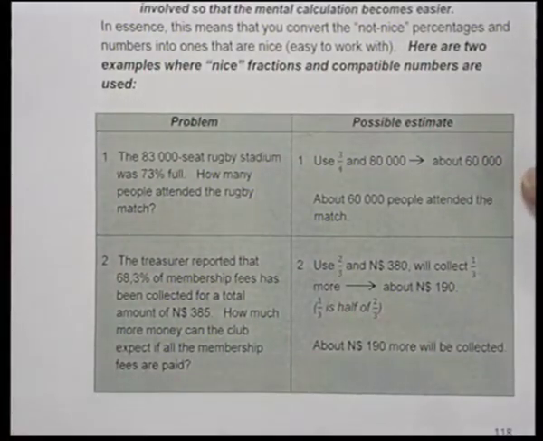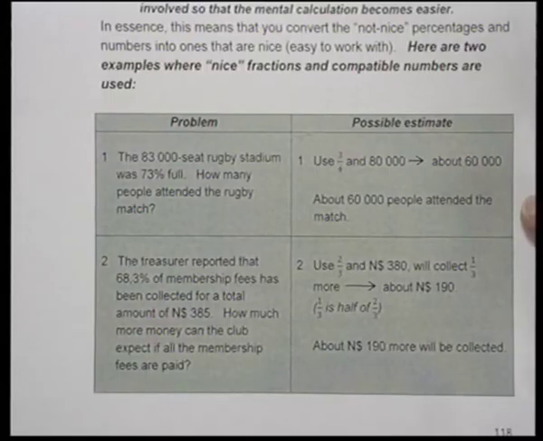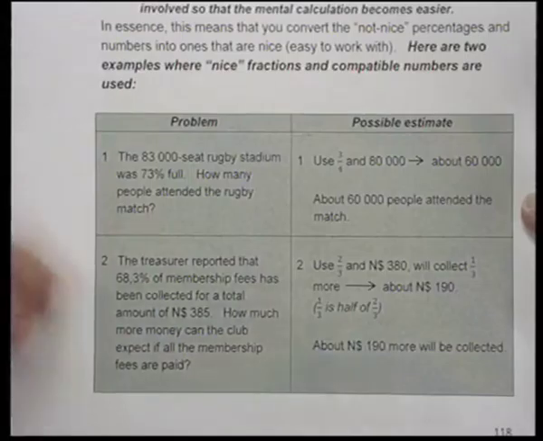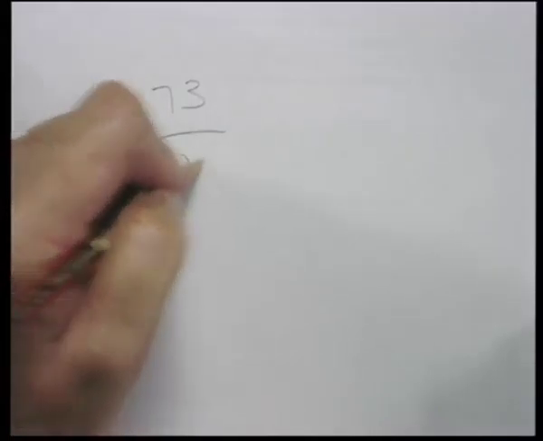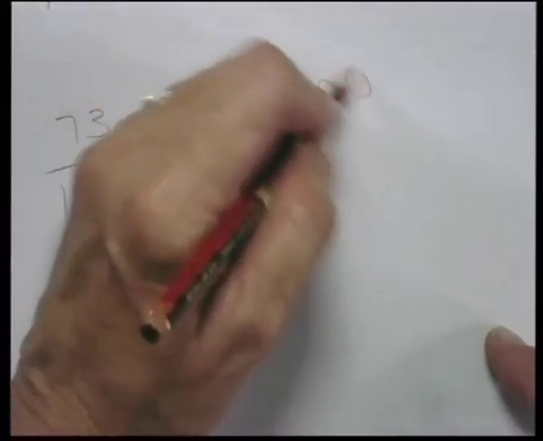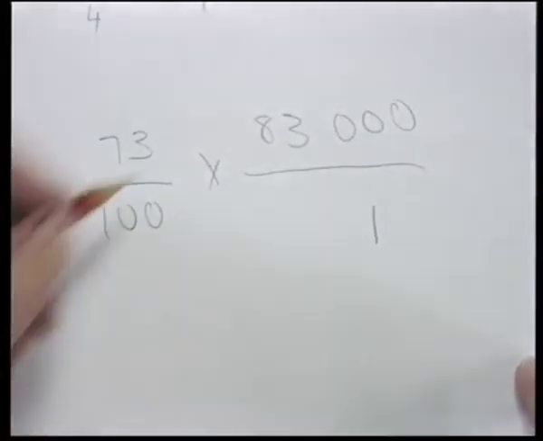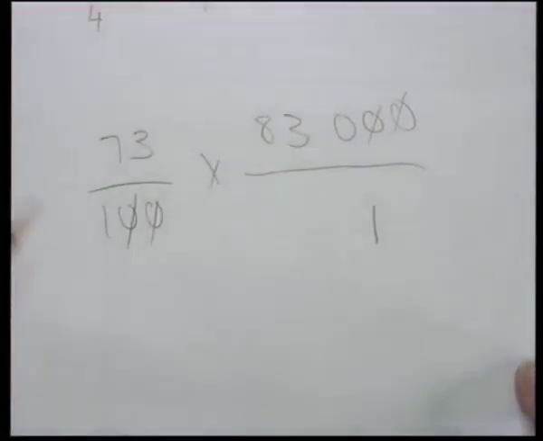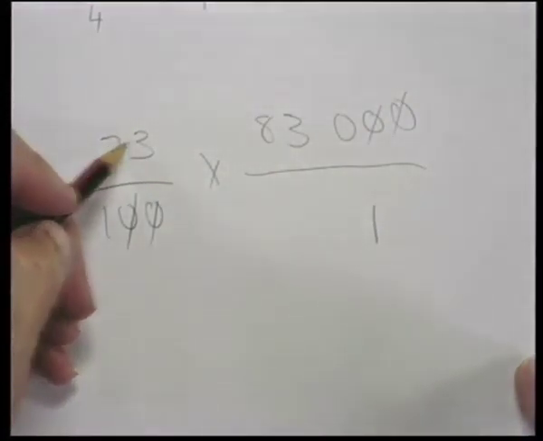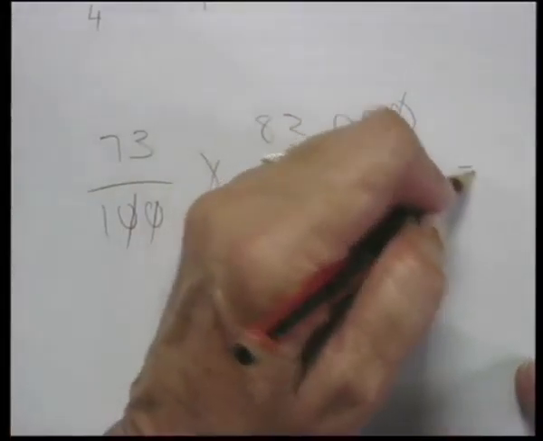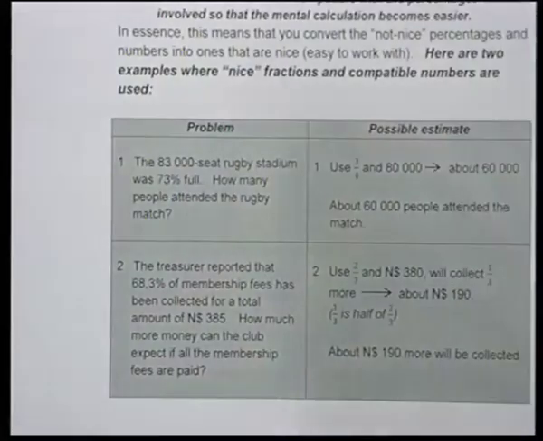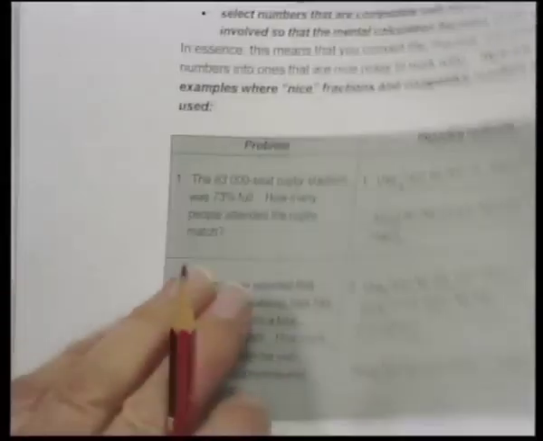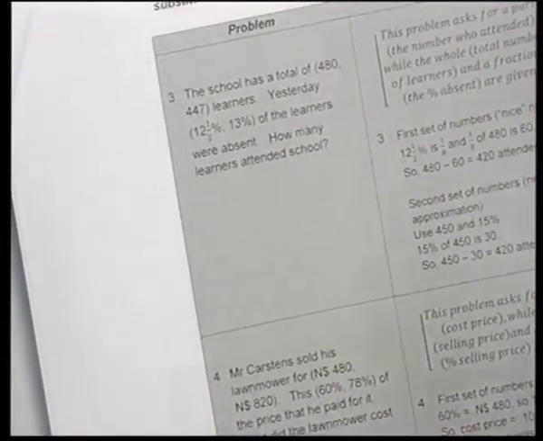That's about 60,000. So if we have to estimate, but we can work it out, 73 out of 100 times 83,000 people, and divide it. We can cancel the zeros, and then with your calculator you can work out 73 times 830, which will give you how many people were there at the rugby. Okay, there are some more problems.